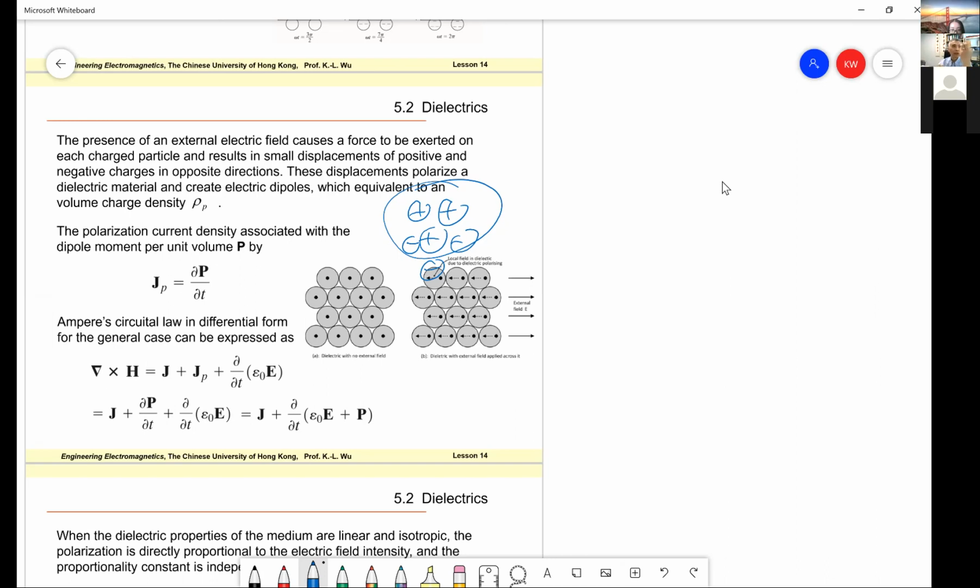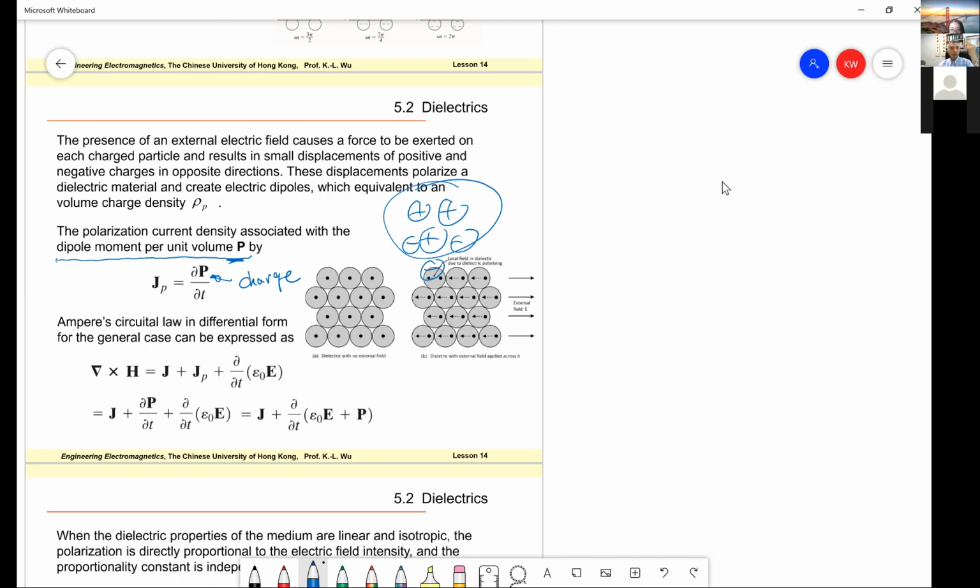Because you have a dipole, you have a certain distance. So all this collected dipole, I call polarization density. I call it polarization, dipole moment per volume, P. This has a dimension basically like a charge, like a total charge.